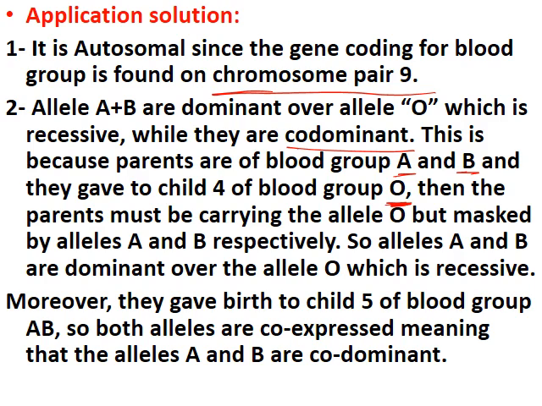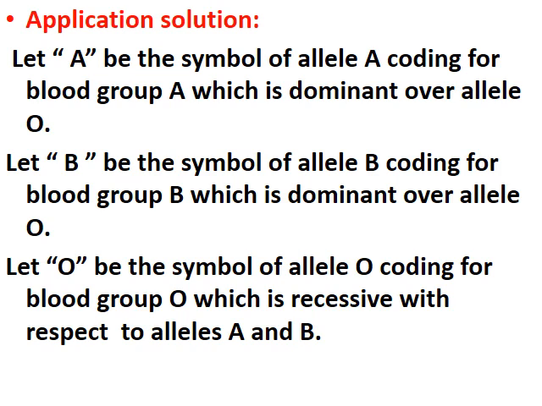So the parents should be carrying the allele A and B, so one has the genotype AO, and the other one has the allele BO. That's why they gave birth to a child having OO. Moreover, they gave birth to a child of blood group AB, so both alleles are co-expressed, meaning that the alleles A and B are co-dominant. So let A be the symbol of the allele coding for blood group A, let B be the symbol of the allele coding for blood group B, and let O be the symbol of the allele coding for blood group O, which is recessive with respect to A and B.